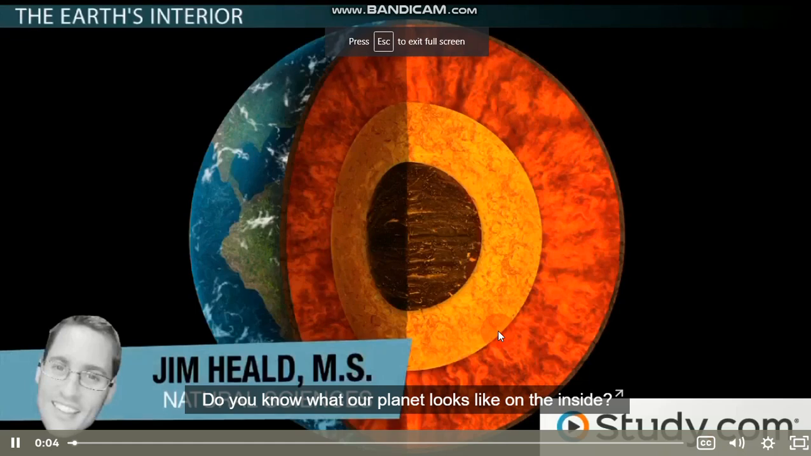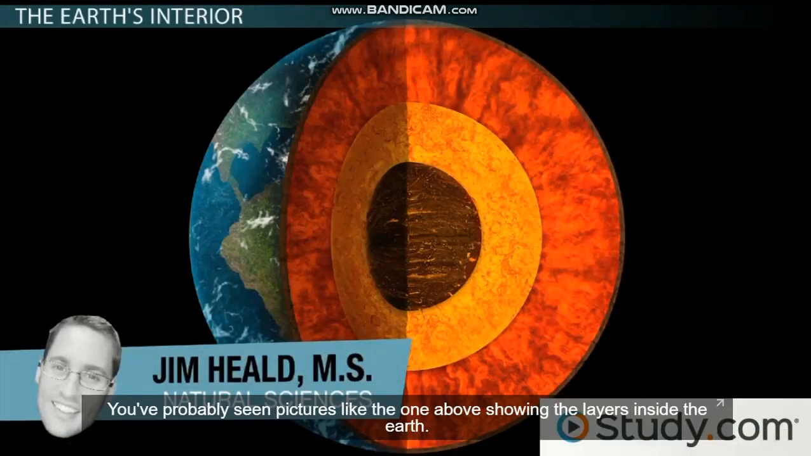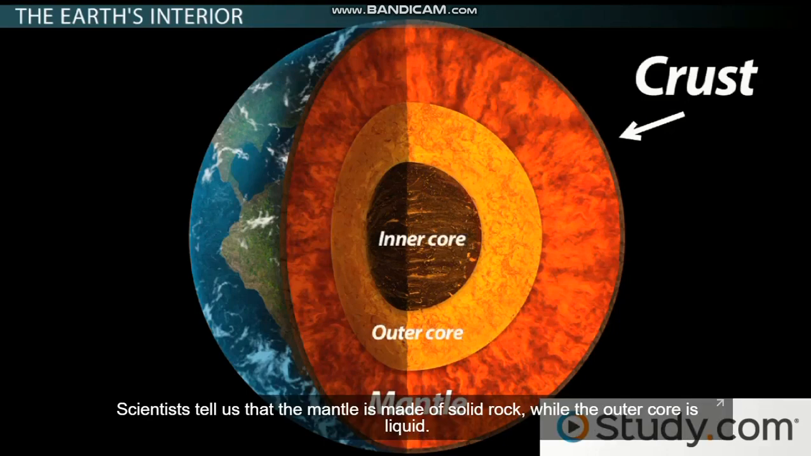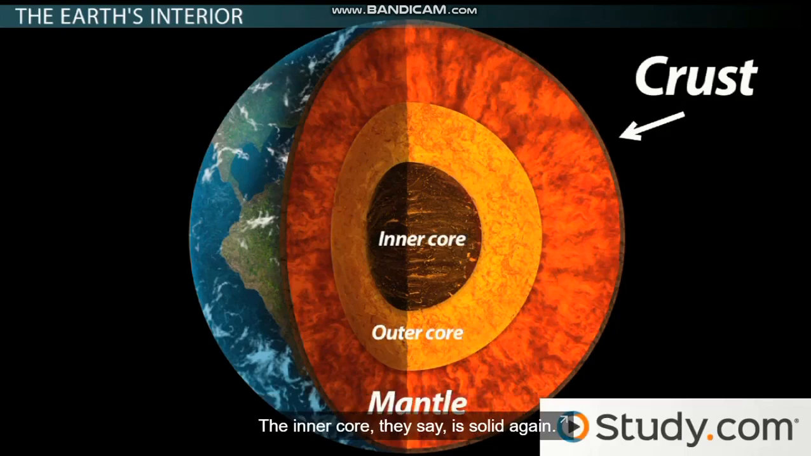Do you know what our planet looks like on the inside? You've probably seen pictures like this one showing the layers inside the Earth. You've got the crust on the outside, the mantle underneath, and then the outer and inner core. Scientists tell us that the mantle is made of solid rock, while the outer core is liquid. The inner core, they say, is solid again.